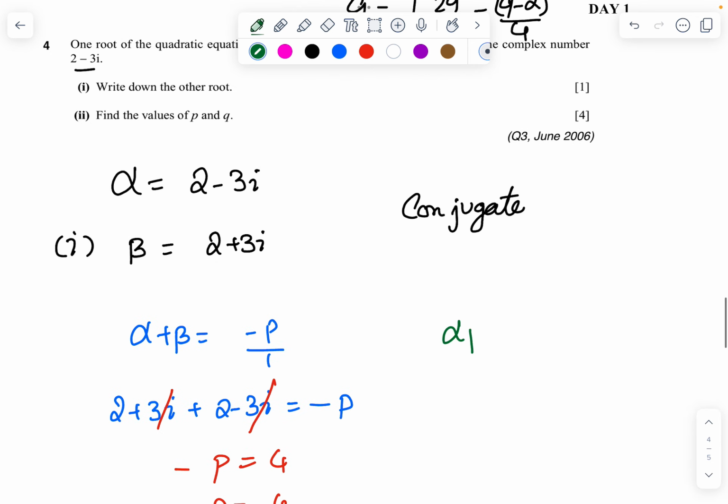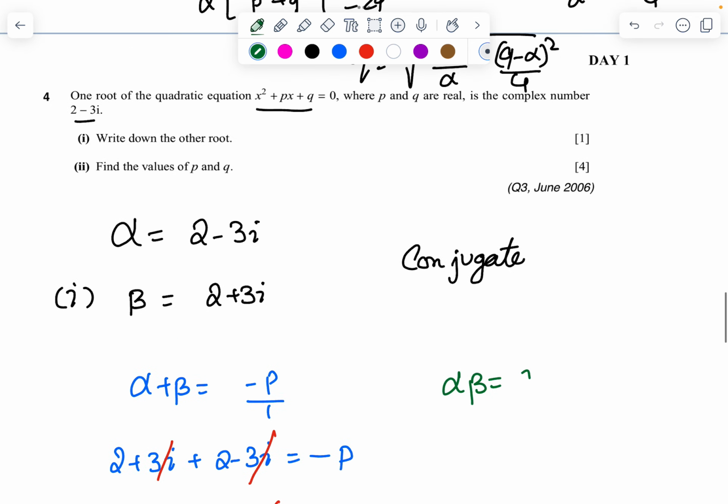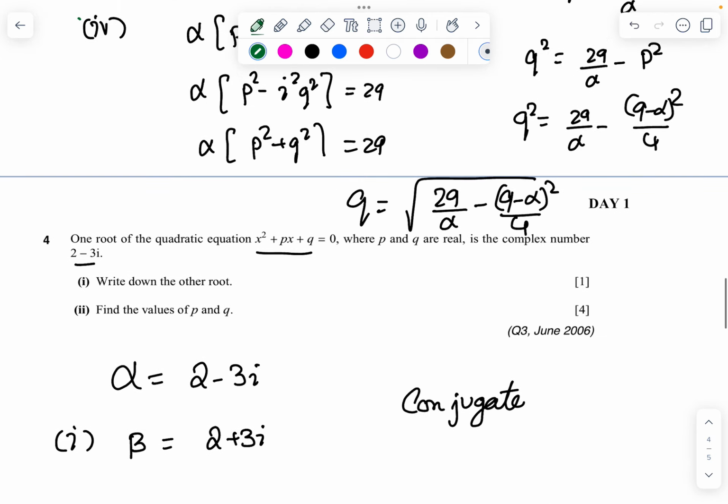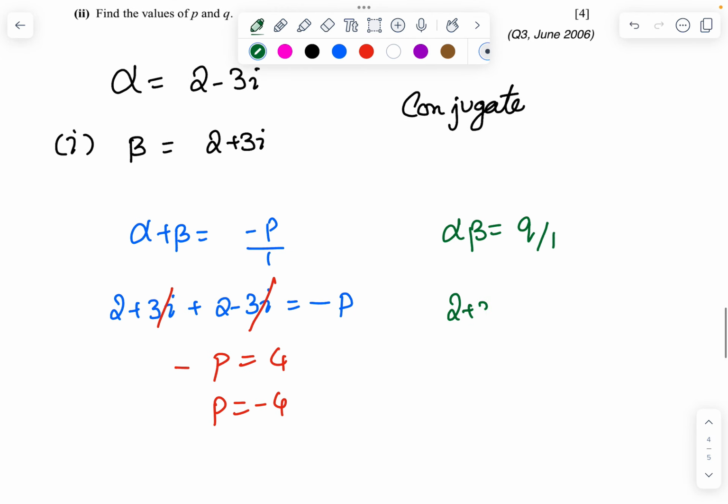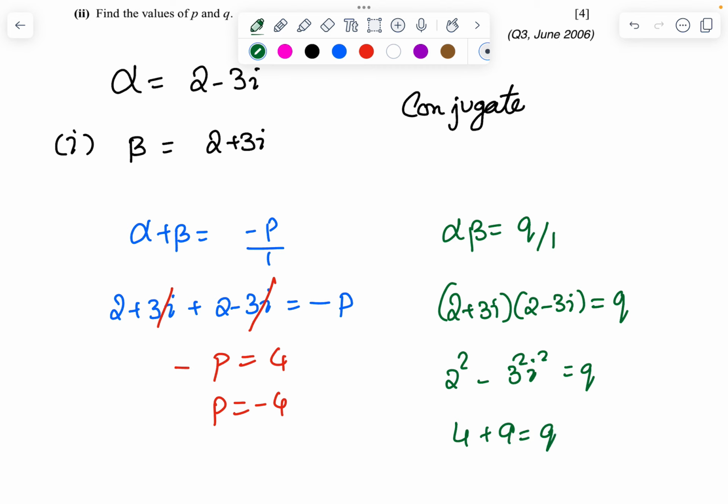Then the product of the roots should be equal to c by 1, q by 1. So (2 plus 3i) times (2 minus 3i) equals q. 2 square minus 3 square i square equals q. 4 plus 9 equals q. Q equals 13. That's going to be the answer.